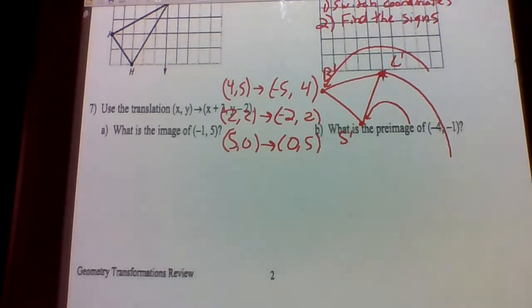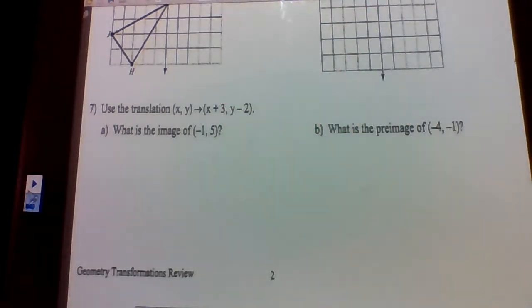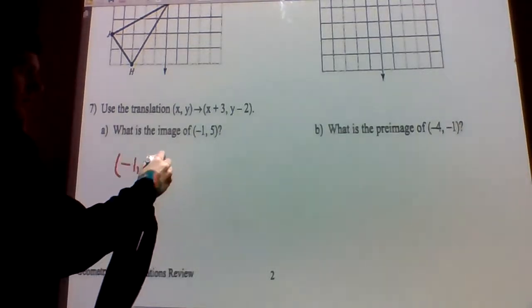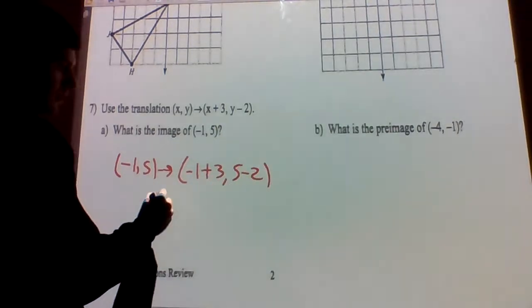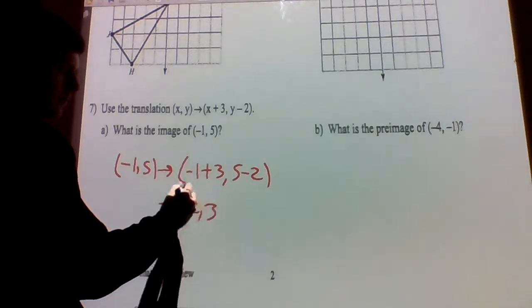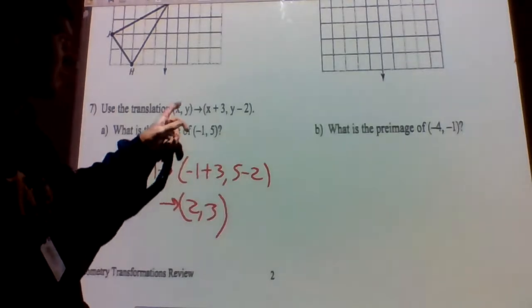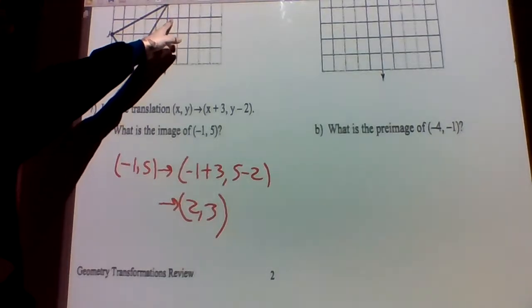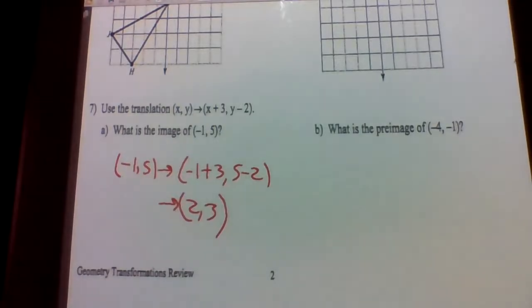Use the translation (x, y) goes to (x plus 3, y minus 2). What is the image of (-1, 5)? We just substitute in. (-1, 5) goes to (-1 plus 3, 5 minus 2). So that's going to be (2, 3). You can put this on a graph and check it. If you were at (-1, 5), you go 3 to the right, you should be at 2. And if you go down 2, you should be at 3. So that one works.